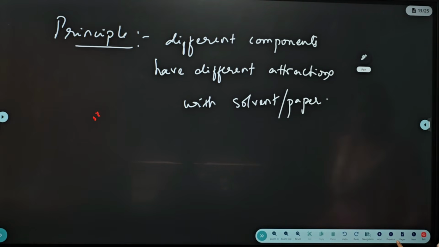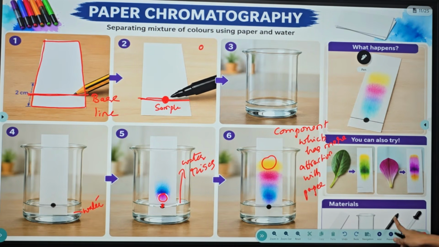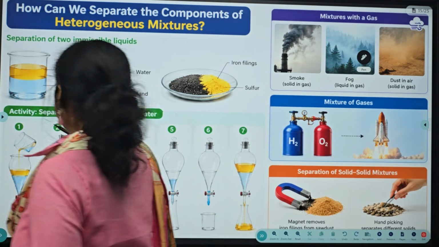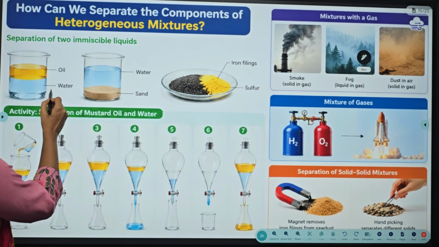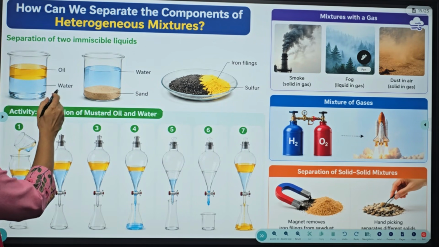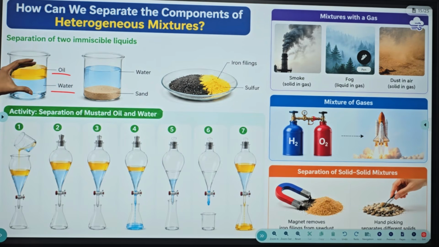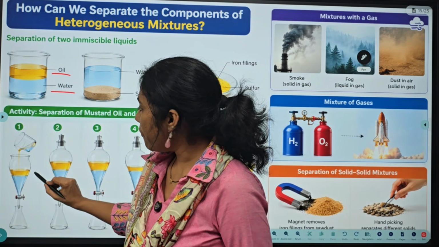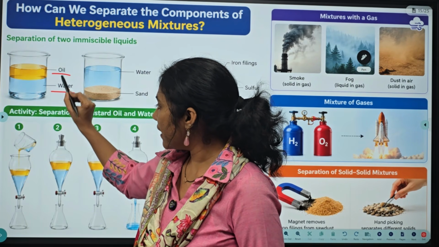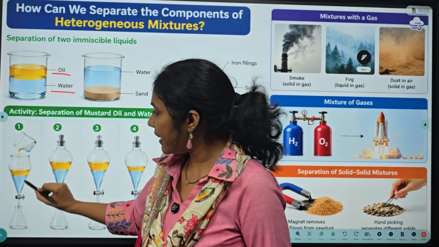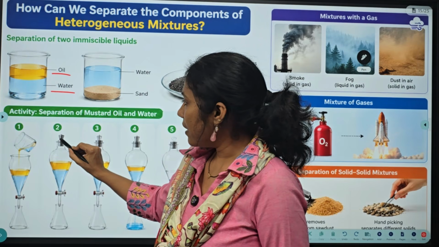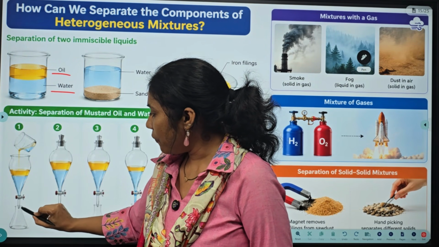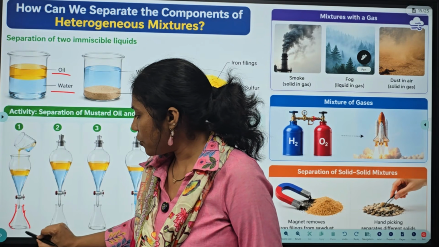Say if you look at this activity that is there in your NCERT, they have taken a water plus oil combination here. Water is here, oil is here, both are in different layers, isn't it? So in the first step, they take the mixture of water and oil and fill it in the separating funnel. You can remove the knob and pour that mixture, and this is a conical flask, to collect.